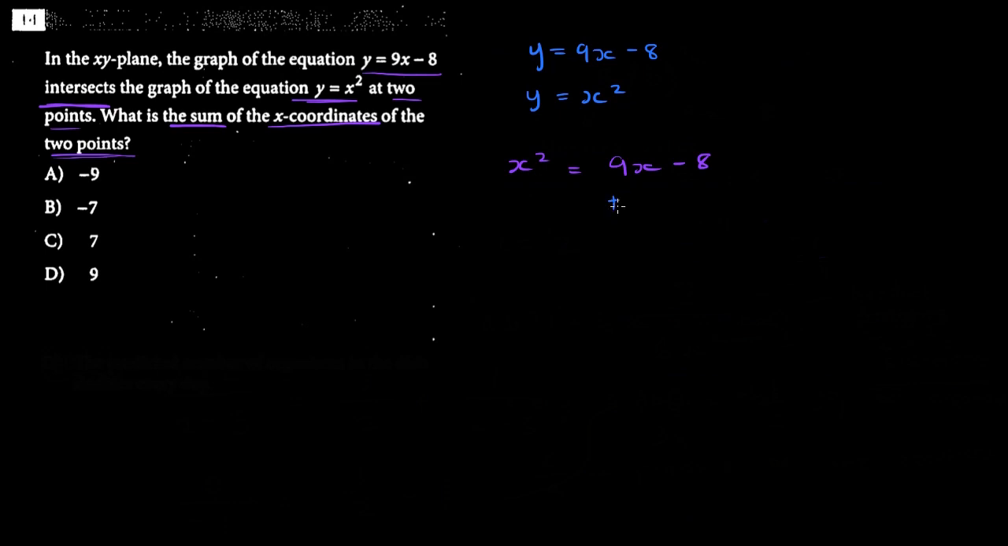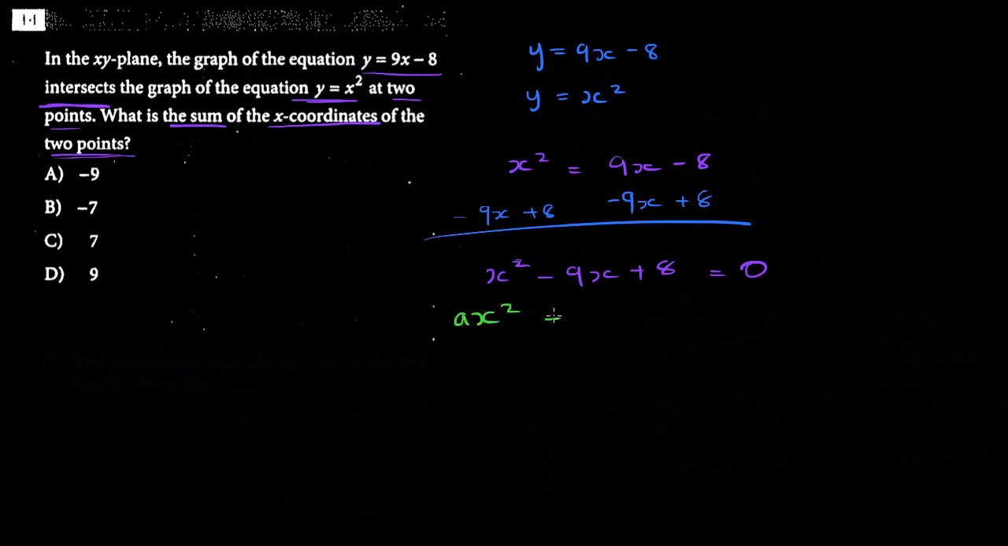If I subtract 9x and add 8 to both sides, then I'm left with x squared minus 9x plus 8 equals 0. And this is a quadratic. It's a quadratic in the general form. And the general form looks something like this: ax squared plus bx plus c equals 0, right? This is the general form of a quadratic.